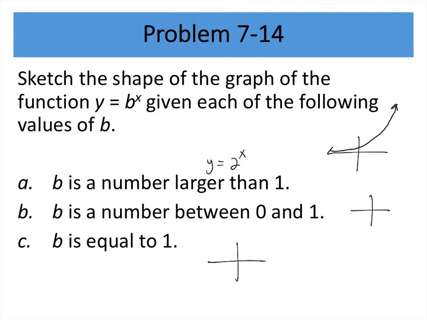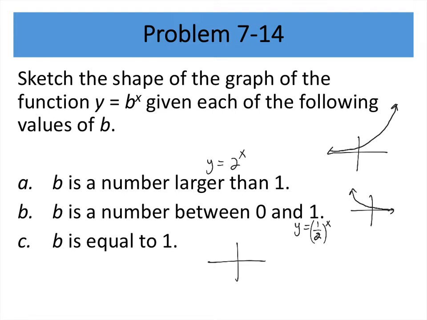If b is a number between 0 and 1, so let's say y equals a half to the power of x. We did this in class the other day. We know that the number is going down, so it's going to start maybe really big and then get closer and closer to 0, but never touch, and that would create an asymptote.